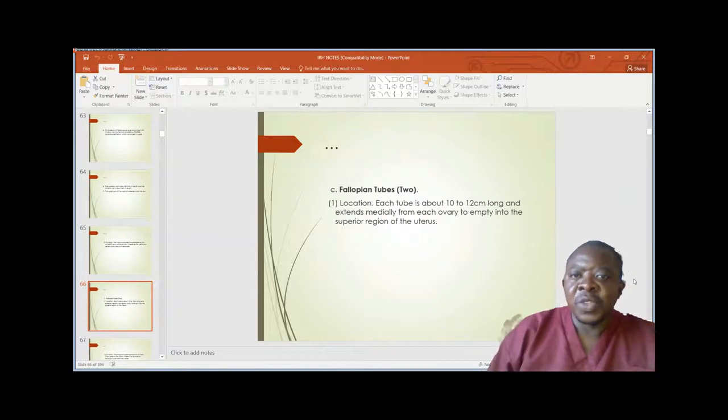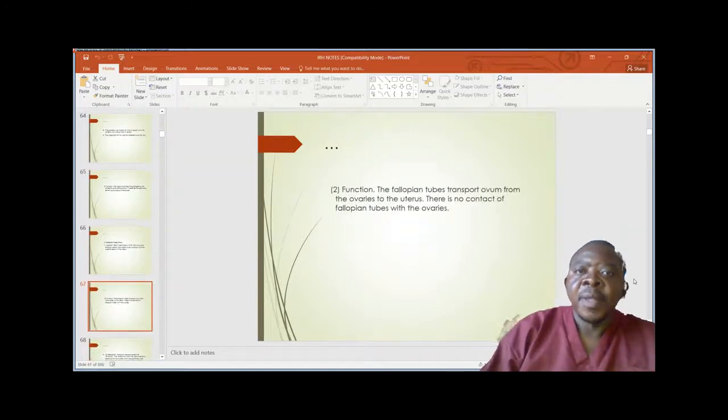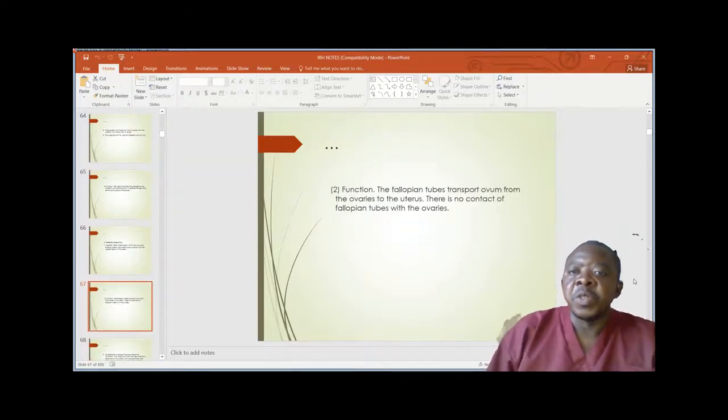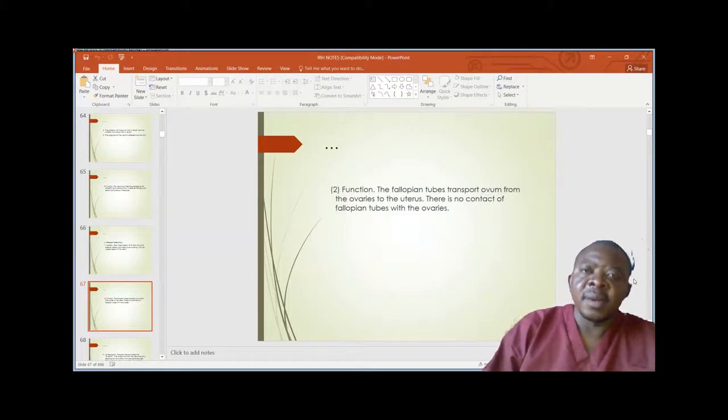Fallopian tubes. Location: each tube is about 10 to 12 centimeters long and extends medially from each ovary to empty into the superior region of the uterus. The function: the fallopian tube transports the ovum from the ovaries to the uterus. There is no contact of the fallopian tubes with the ovaries.